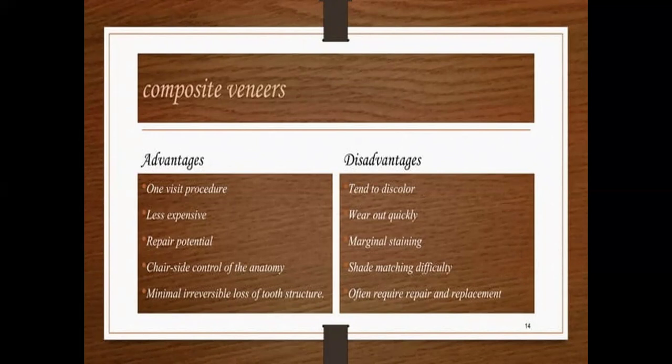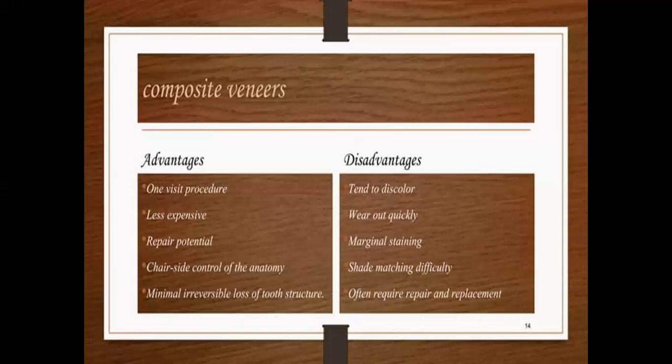Then we have chair side control of the anatomy when we do the carving, because it's not sent to the lab; we do it in the clinic. So we have chair side control of the anatomy of the tooth, and minimal irreversible loss of tooth structure happens when we go for these composite veneers. Disadvantage of this is there are chances of discoloration.